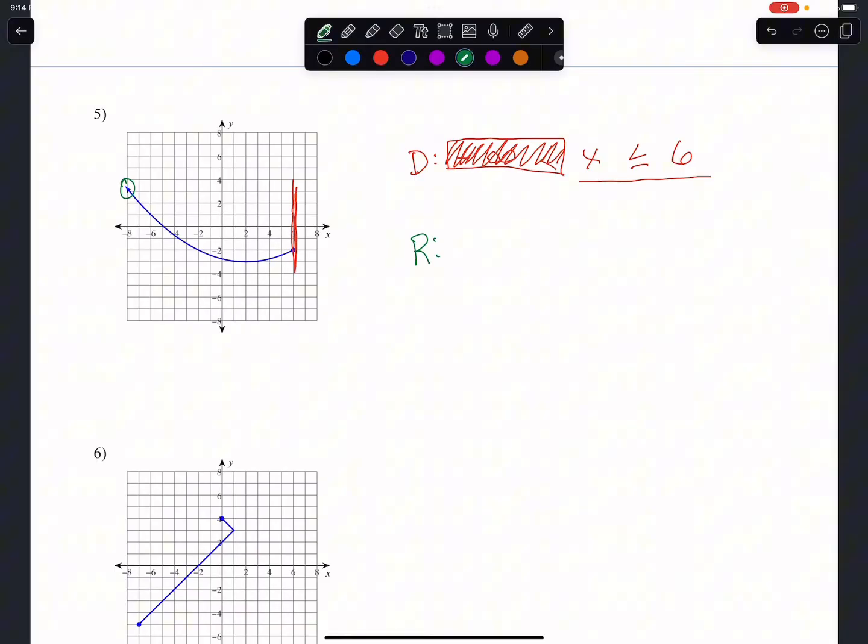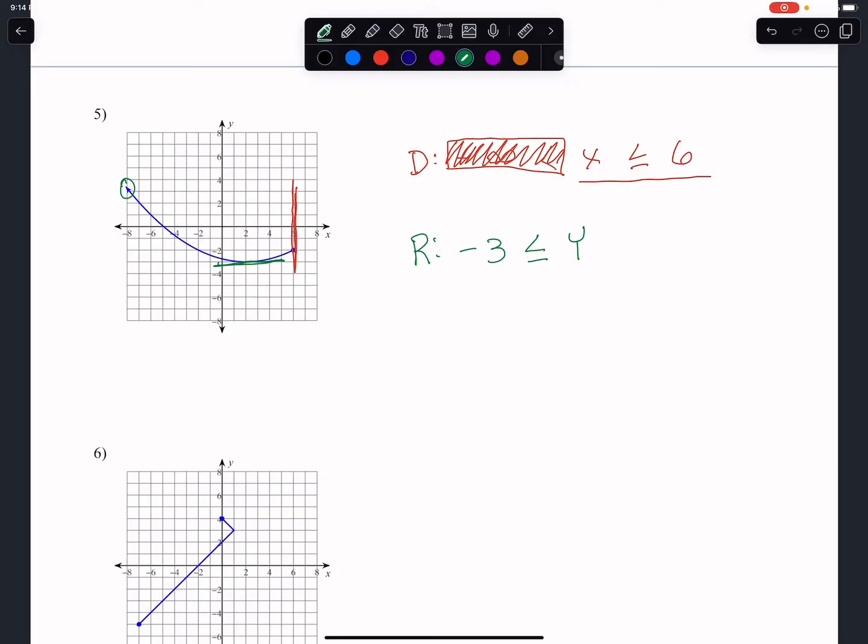Let's look at our range. What's the lowest this thing goes? -3. And there are no open circles or arrows there, so it's going to be an equal to symbol under there. And again, range is always Y. Now, what's the highest it goes?